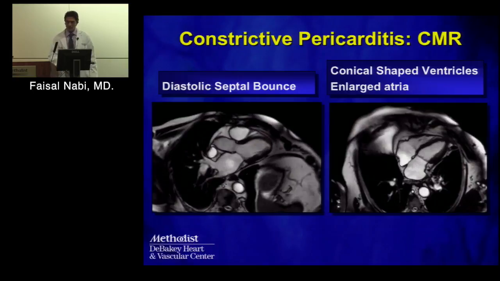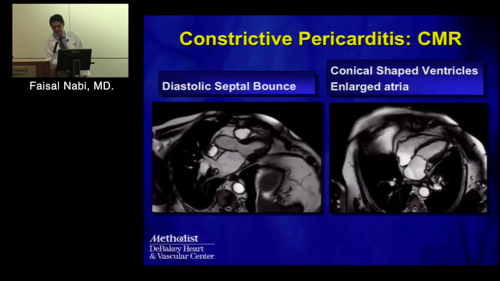So now one of the advantages, of course, with CMR, and just to show you, is that you're able to actually visualize some of the hemodynamic effects of the thickened pericardium. So here you have the traditional diastolic septal bounce, which is just another manifestation of one ventricle filling at the expense of the other. Here are the cone-shaped ventricles, the enlarged atria.